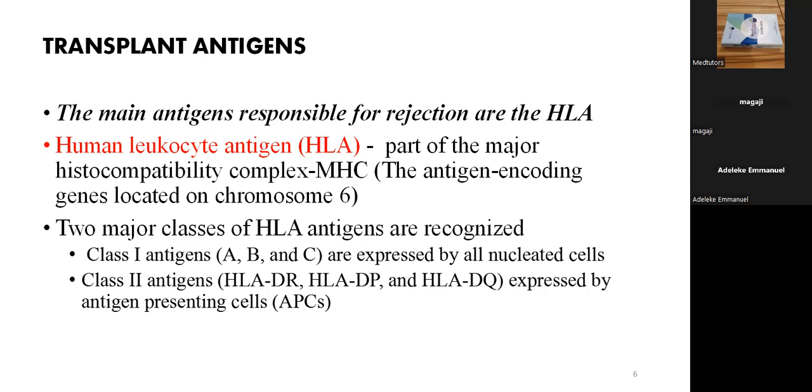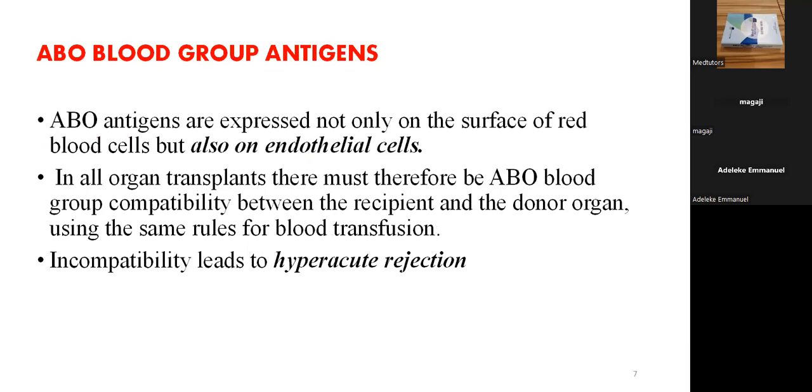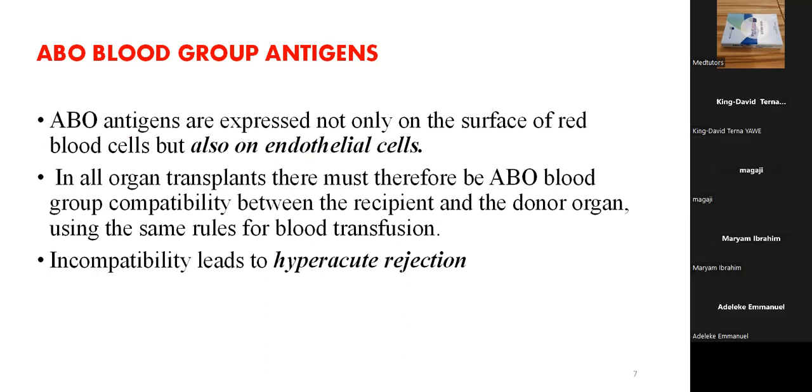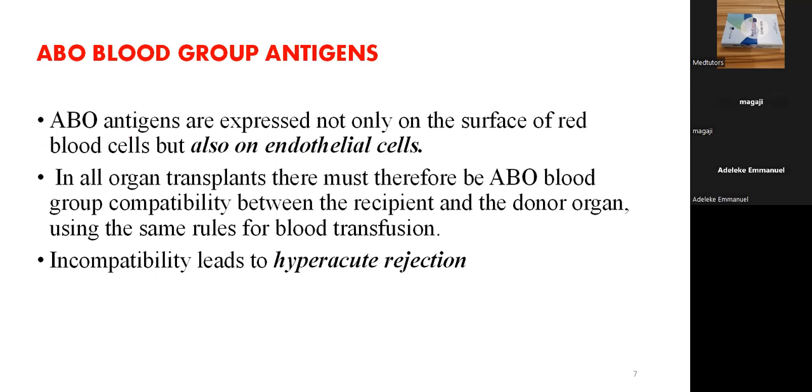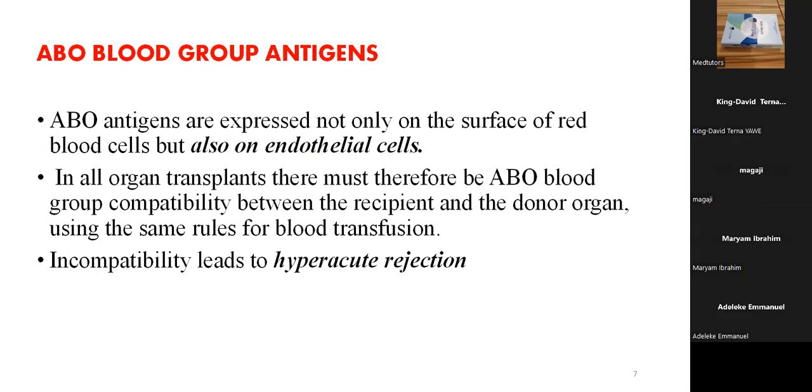Then the ABO blood group antigens are expressed not only on the surface of red blood cells, but also on endothelial cells. So by extension, this means that for all transplants, grouping and cross-matching should be done, because if there is a transplant with an incompatible donor, the end result is a hyperacute rejection.